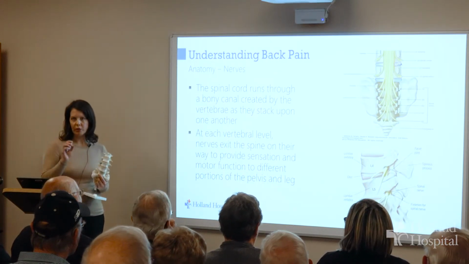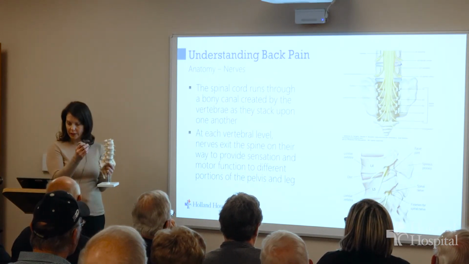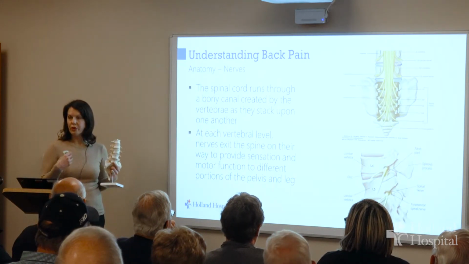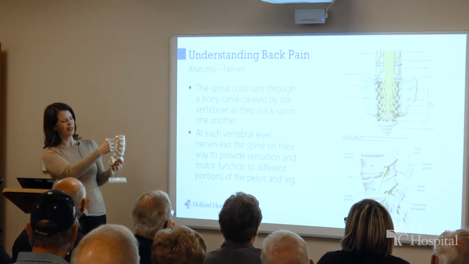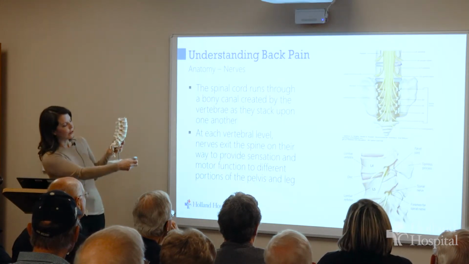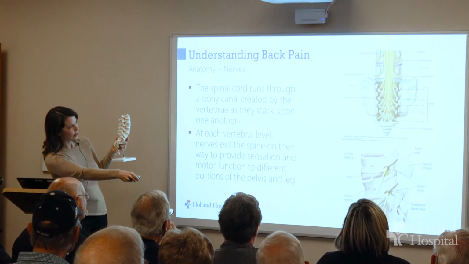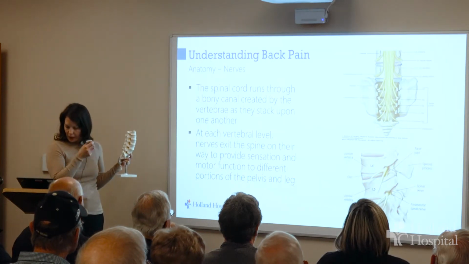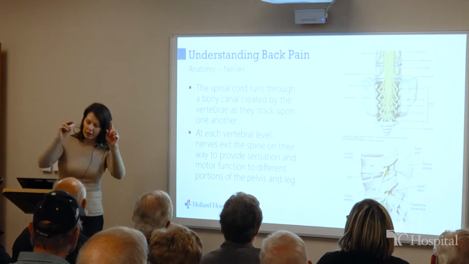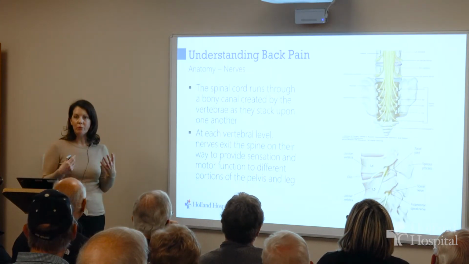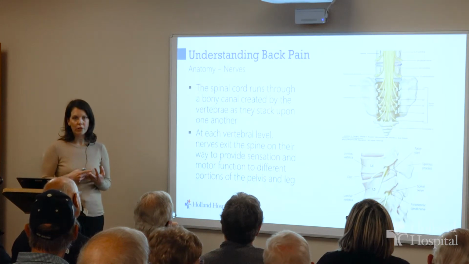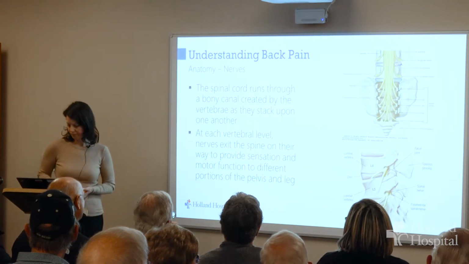At each vertebral level, the nerves are exiting as they come off of the spinal cord and exit through the neural foramen. The neural foramen is the name we give for that hole right there that you see the nerve coming out of, and that's represented right there in this slide. As the nerves exit the foramen, they're coming out to come into the leg to provide motor function to the muscles in the leg, and then sensation to different parts of the skin in the leg.